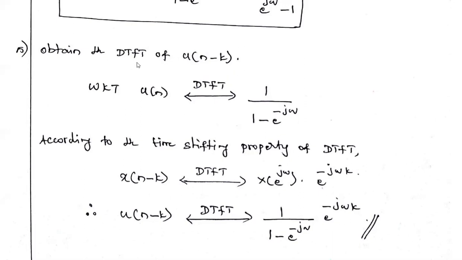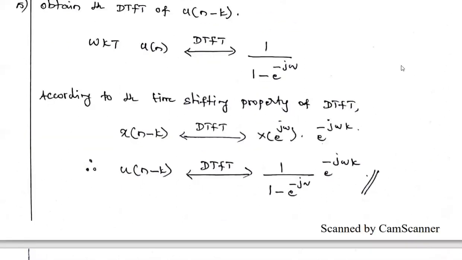Now we are going to obtain the DTFT of this delayed unit step signal using a property. In order to solve this, we are going to use the time shifting property. We already studied the time shifting property in the continuous time Fourier transform and Laplace transform. Similarly, the discrete time Fourier transform also has a time shifting property.